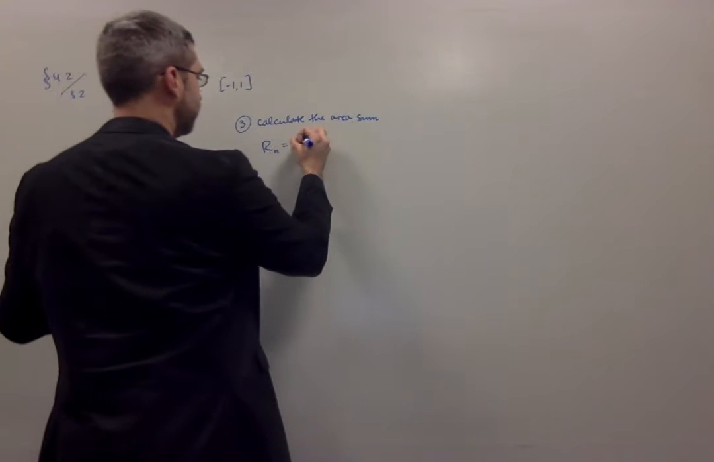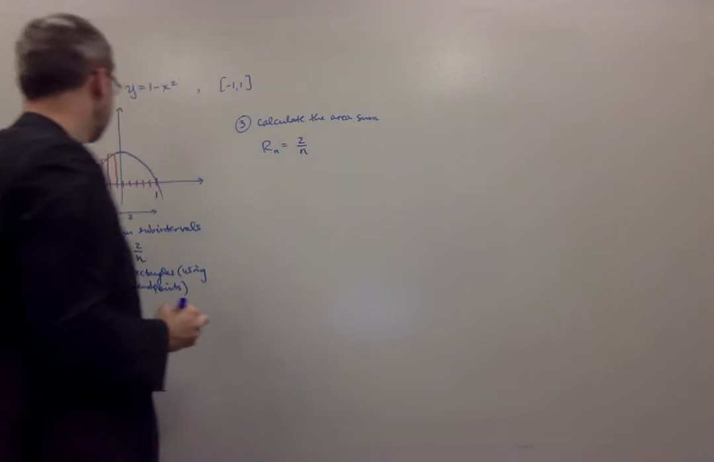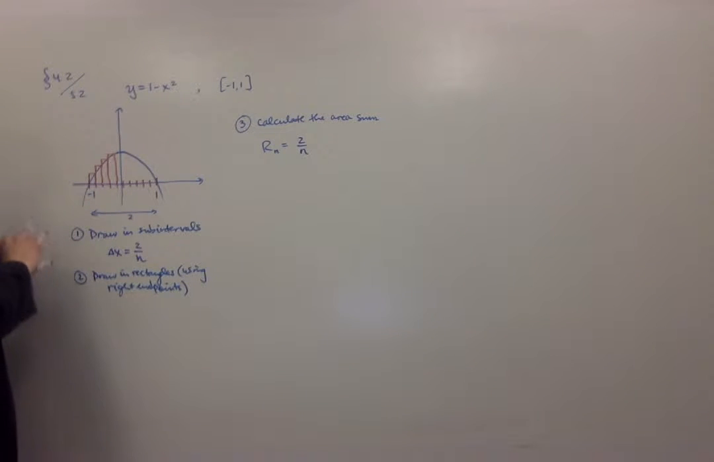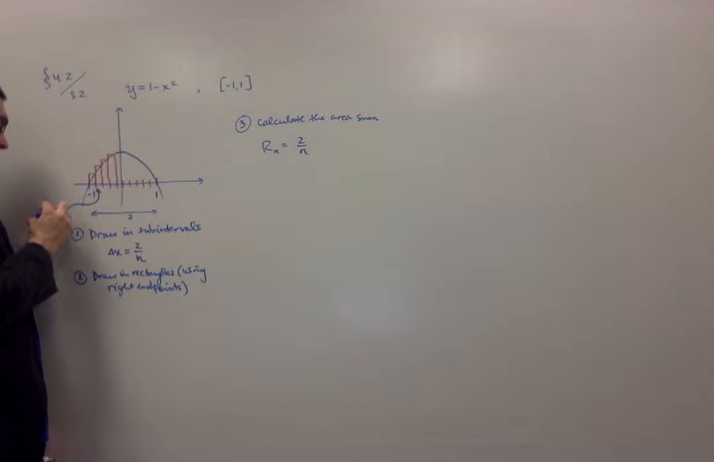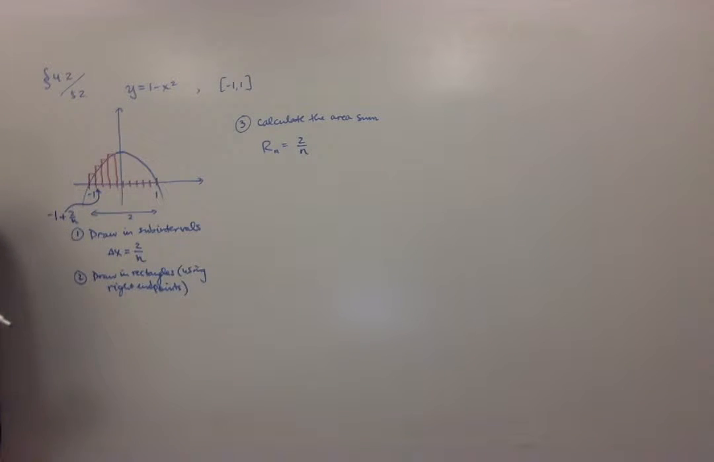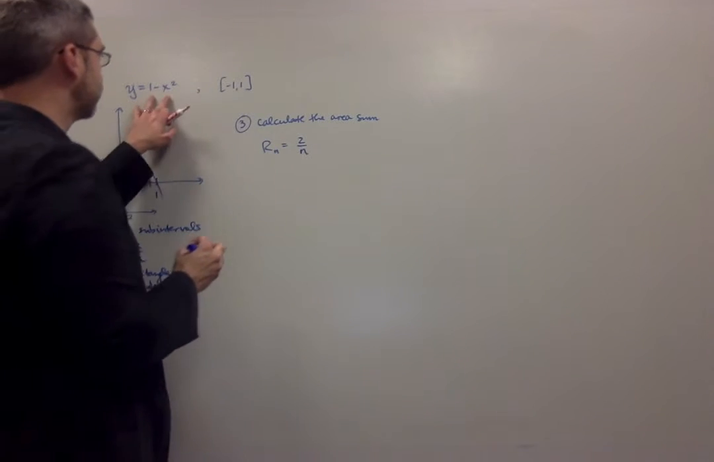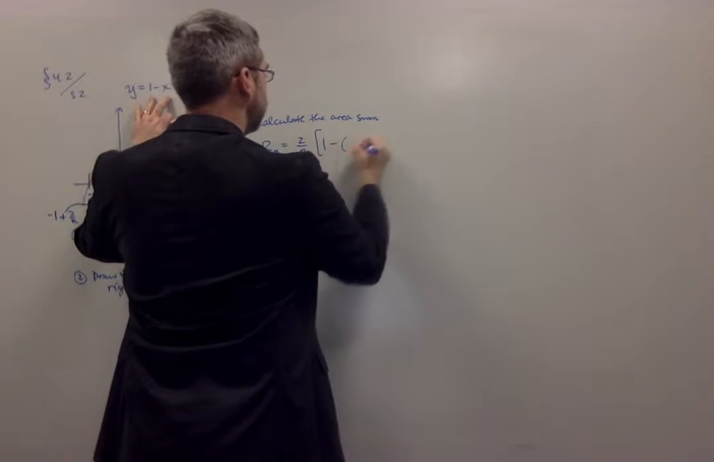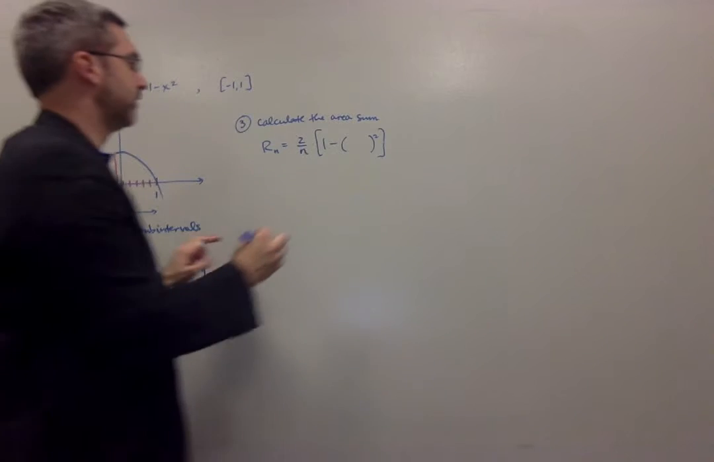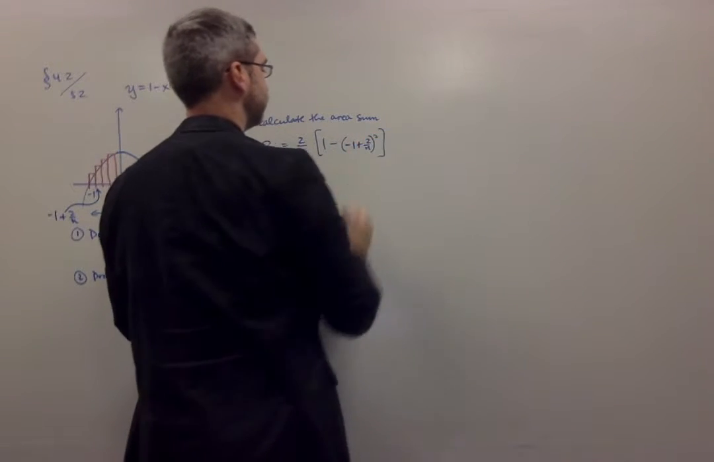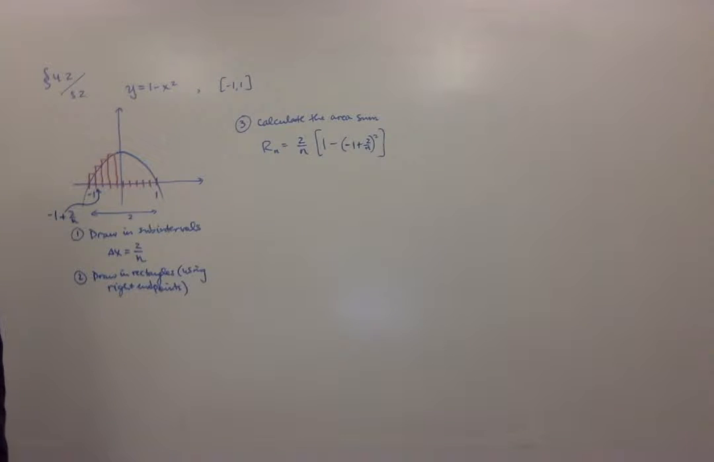The width of the rectangle is 2 over n. That's the easy part. And then the height is what we get when we plug this point right here into the function. Now, this point right here, I know this might be a little small to see, is -1, and then I'm going over 2 over n. So this is -1 plus 2 over n. That's the point right there. So we take this function, 1 minus x squared, and plug in that point, -1 plus 2 over n. Got it? That's our first rectangle.